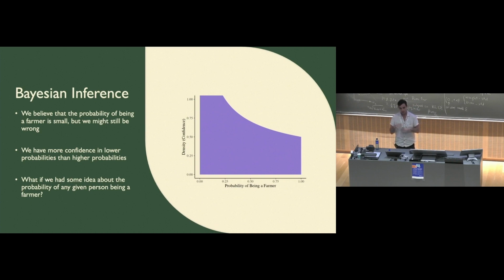But we're Bayesians, and there's more to this picture than just what we've observed. So what if we had some idea about the probability of just any given person being a farmer, if we just picked someone off the street?